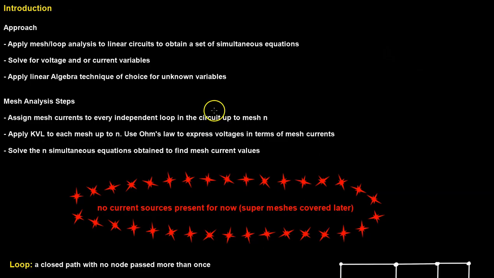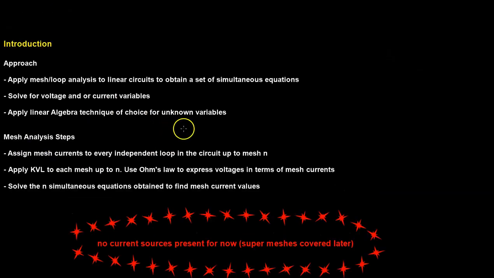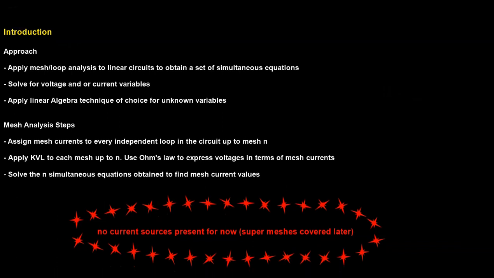Similar to nodal analysis, where we applied the technique to every node, node 1 through n, in this case it's going to be mesh 1 through n. Then we're going to apply KVL, or Kirchhoff's voltage law, to each mesh up to mesh n, and we're going to use Ohm's law to express the voltages of those meshes in terms of the mesh currents, which we will define shortly. Then we're going to use a similar technique of finding the n simultaneous equations and finding definite values for those mesh currents.